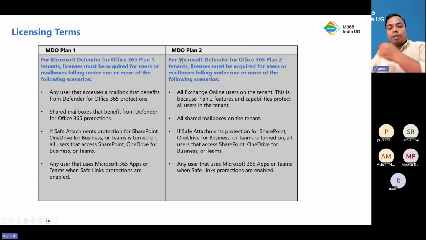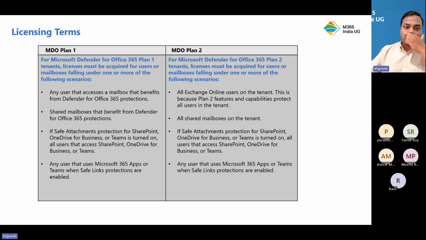The same applies for your MDO Plan 2 also, right? So as long as whatever you're doing is secured or governed by an MDO Plan 2 capability, which is what is given here, all Exchange Online users on the tenant, this is because Plan 2 features and capabilities protect all users, all shared mailboxes, and it's pretty much the same thing here.